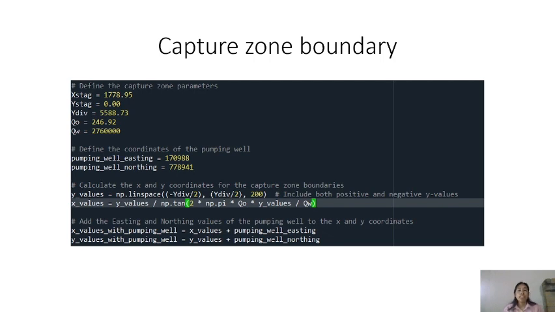Next, for the values of x and y, we add the easting and northing of the center of well C, so that we can get the actual spatial location of the capture zone.